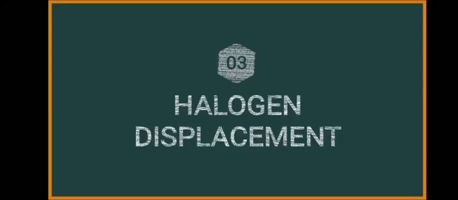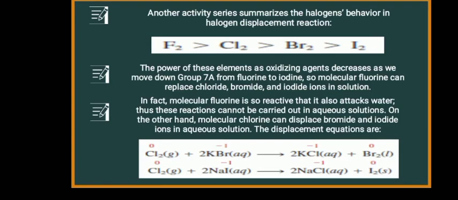Halogen displacement. Another activity series summarizes the halogens' behavior in halogen displacement reactions: F2 is greater than Cl2, which is greater than Br2, which is greater than I2. So, the power of these elements as oxidizing agents decreases as we move down group 7A from fluorine to iodine. Molecular fluorine can replace chloride, bromide, and iodide ions in solution.